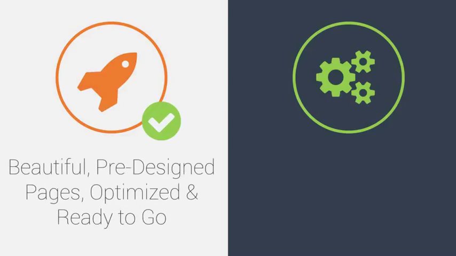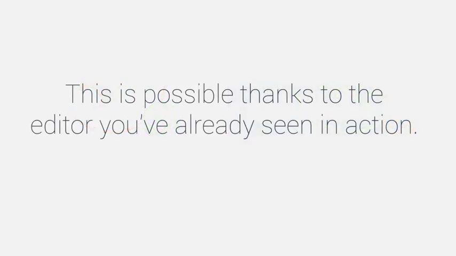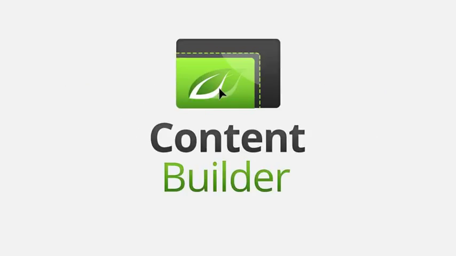This is what I mean when I say the best of both worlds. You can just use our beautiful pre-designed and optimized pages and have them ready for publishing within minutes. But you also have 100% design freedom and amazing flexibility. You can change and edit absolutely everything if you want to. The reason this works so well is thanks to the editor that you've seen in action. It's an intuitive front-end editor called Thrive Content Builder, and it is amazing.